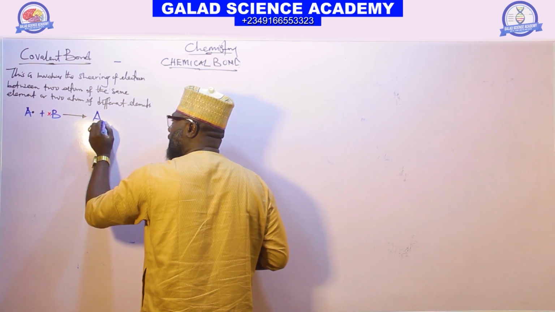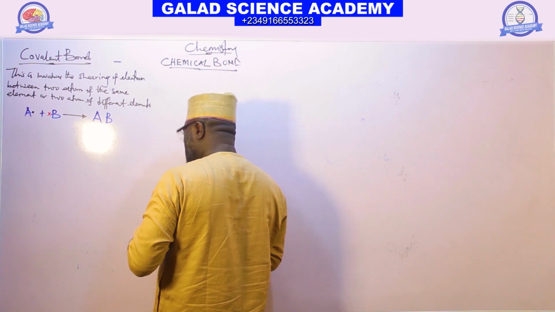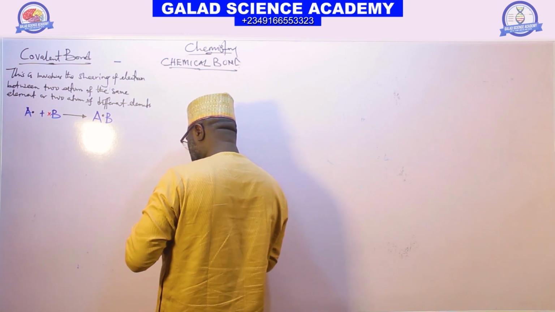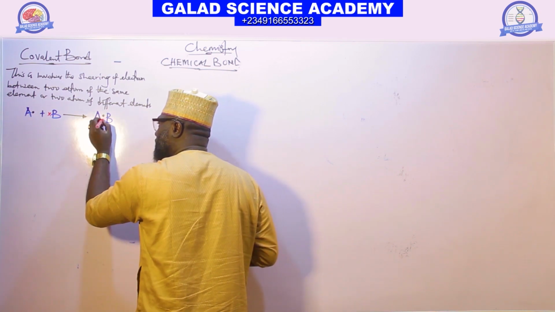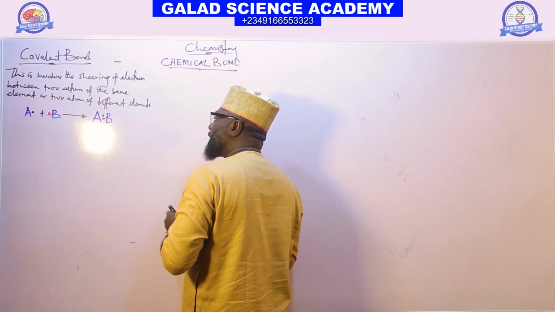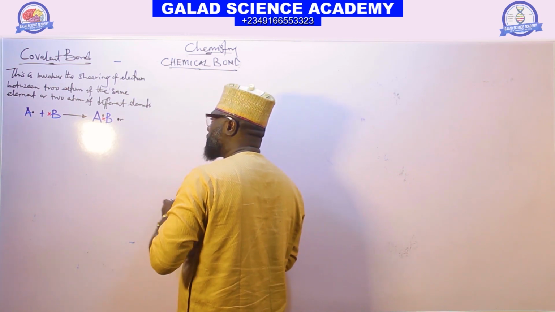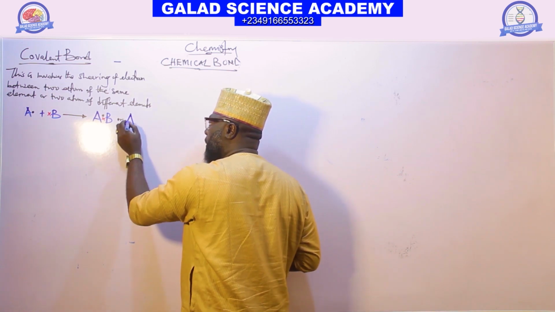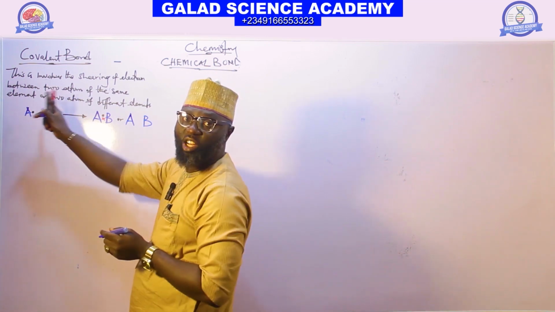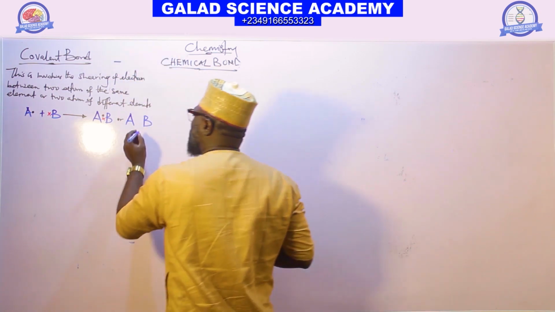This is A and this is B. Between them we have the electron of A as dot and the electron of B as X. They share it, and this structure we can also write in this form: A and B. But I said the sharing of electron, we can use a short bar to represent covalent bond.